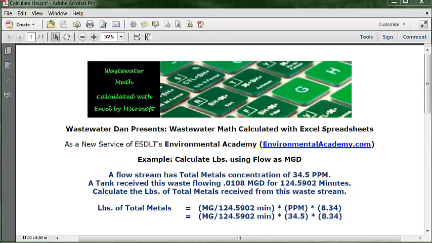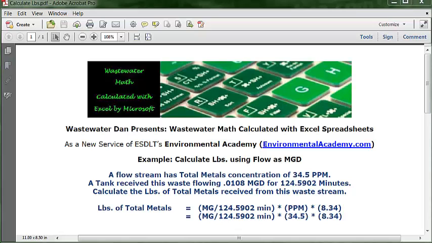Wastewater Dan presents wastewater math calculated with Excel spreadsheets, as a new service of ESDLT's Environmental Academy, environmentalacademy.com. Today's example: calculate pounds using flow as MGD.